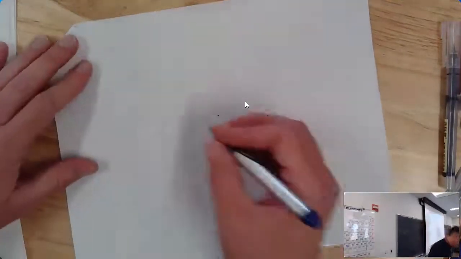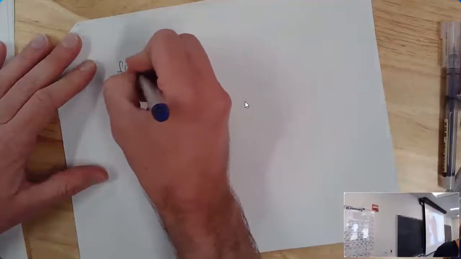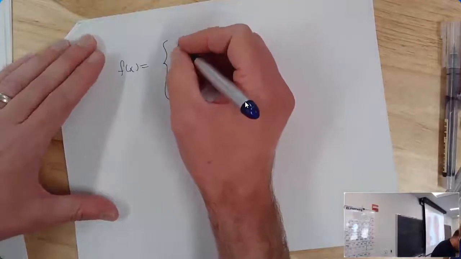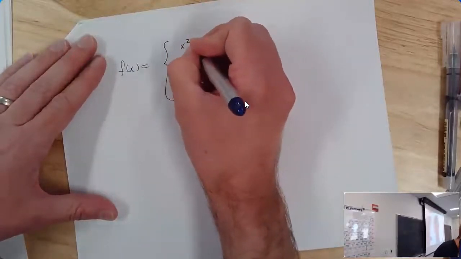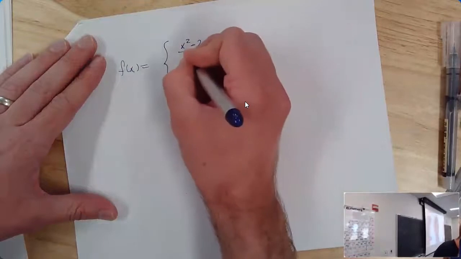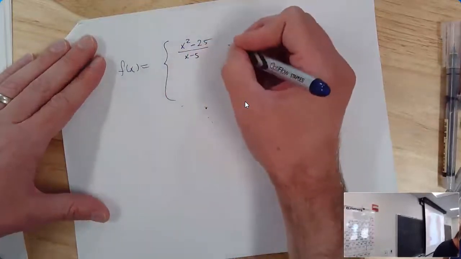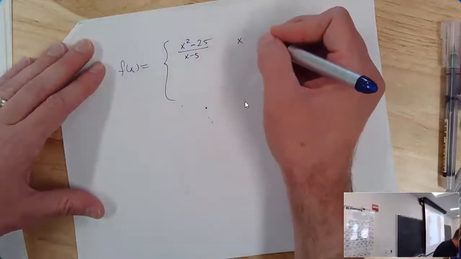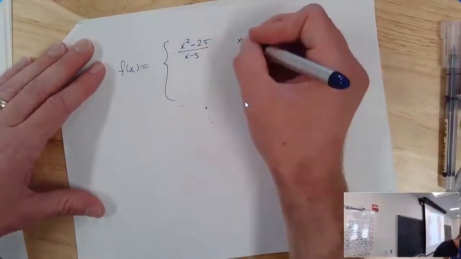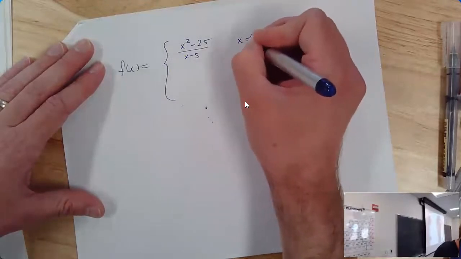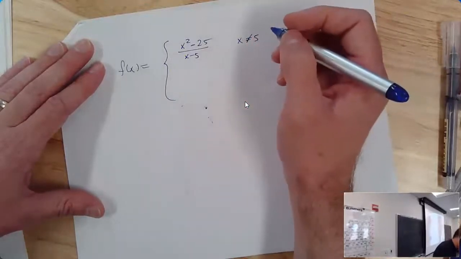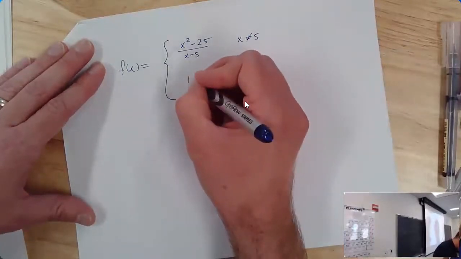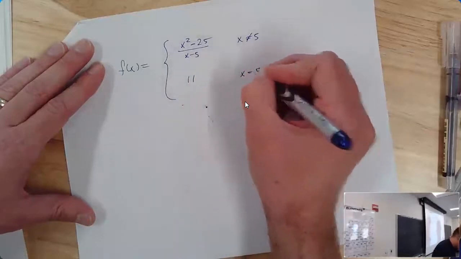I'll make something up. So let's say we have f of x is equal to a piecewise function: x squared minus 25 over x minus 5 when x is not equal to 5. That's not really what I want though, but fine, we'll just deal with that. And f of x is equal to 11 when x is equal to 5.